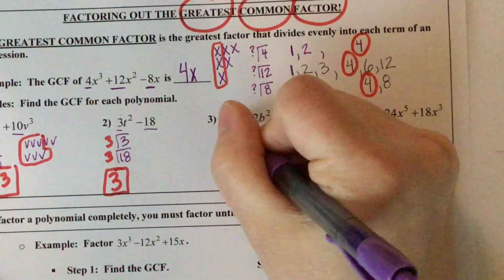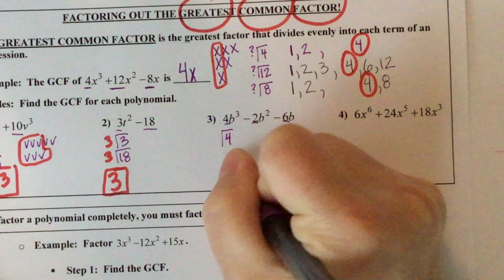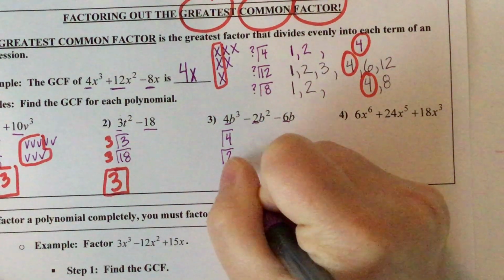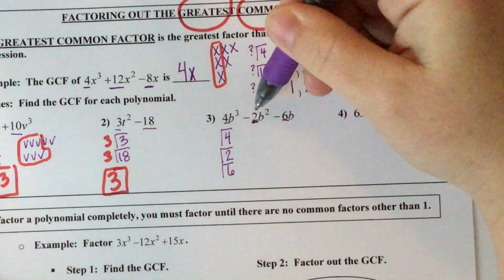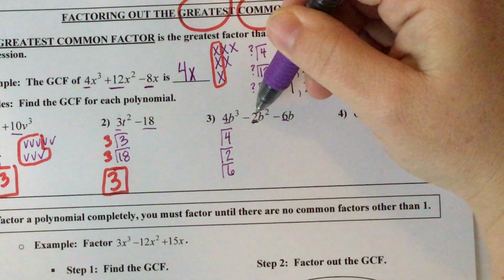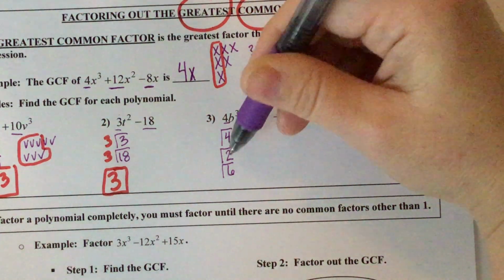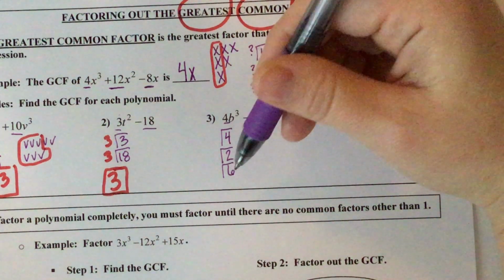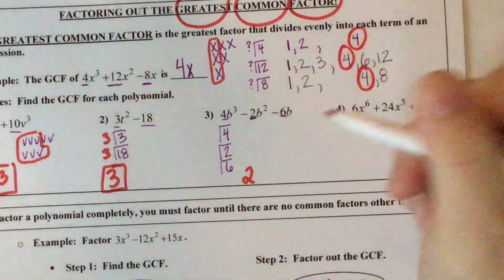Okay, looking at this one, I'm looking at 4, 2, and 6. The greatest number that can divide into 4, divide into 2, and also divide into 6. So try starting with your smallest number, since nothing bigger can go into that. And see, can 2 go into 4? Can 2 go into 2? Can 2 go into 6? It sure can. So that means 2 is the greatest common factor.